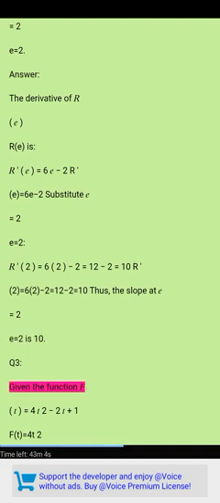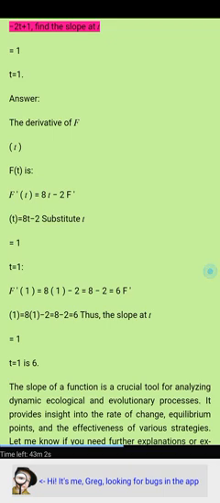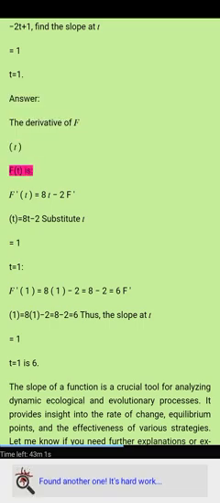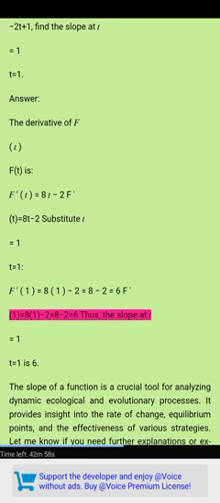Q3. Given the function f(t) = 4t^2 - 2t + 1, find the slope at t = 1. Answer. The derivative of f(t) is f'(t) = 8t - 2. Substitute t = 1. f'(1) = 8·1 - 2 = 8 - 2 = 6. Thus, the slope at t = 1 is 6.